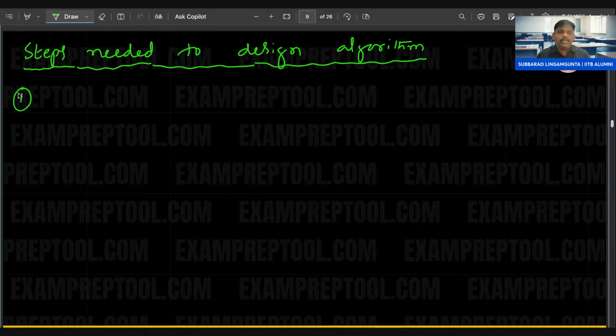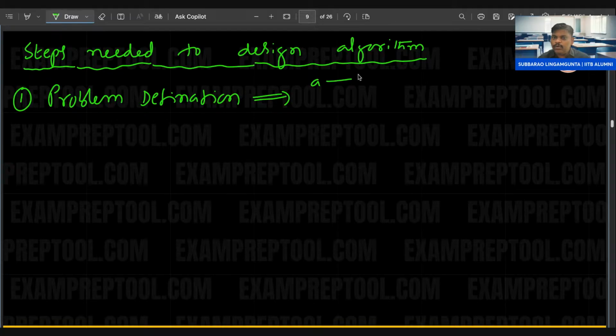If you want to design an algorithm for any problem, the first step is knowing the problem clearly. That is called problem definition. Knowing the problem clearly means that for every input, we have to know what the output is.